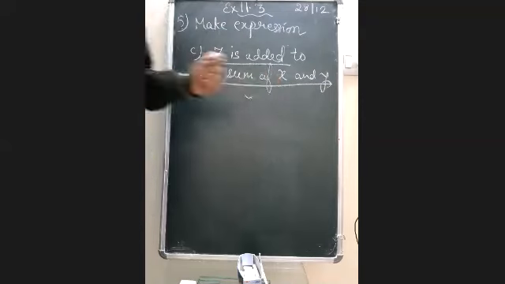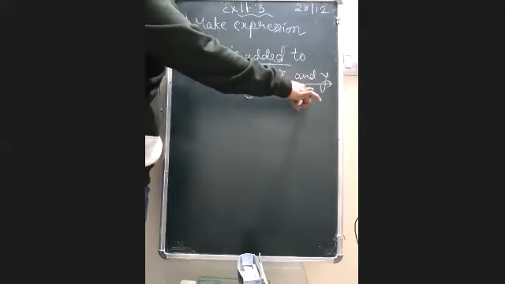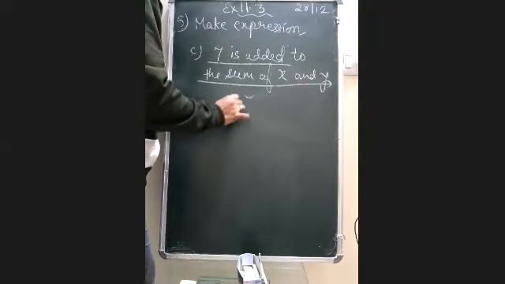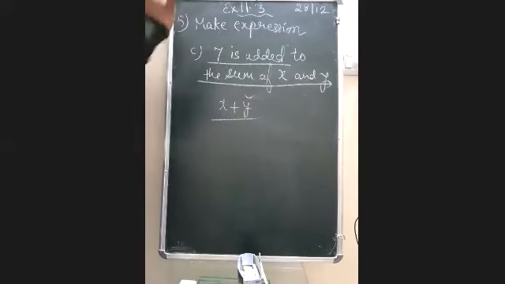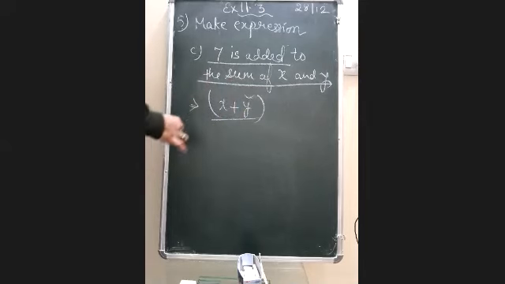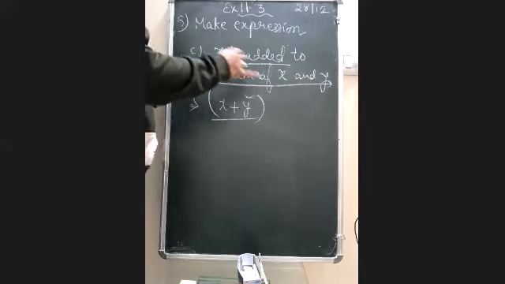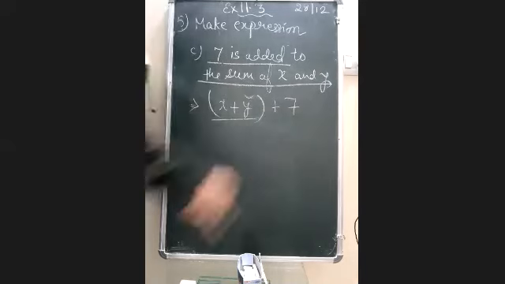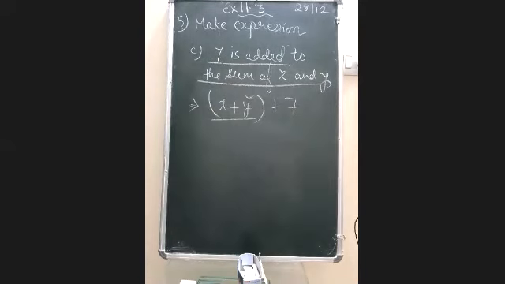ठीक है. तो here it is sum of x and y. तो sum of x and y क्या होता है? x plus y. This is the sum. ठीक है. Sum of x and y, this is x plus y, this is the sum. Now what question is telling here? 7 is added. So 7 is added on this. So it will be x plus y plus 7.